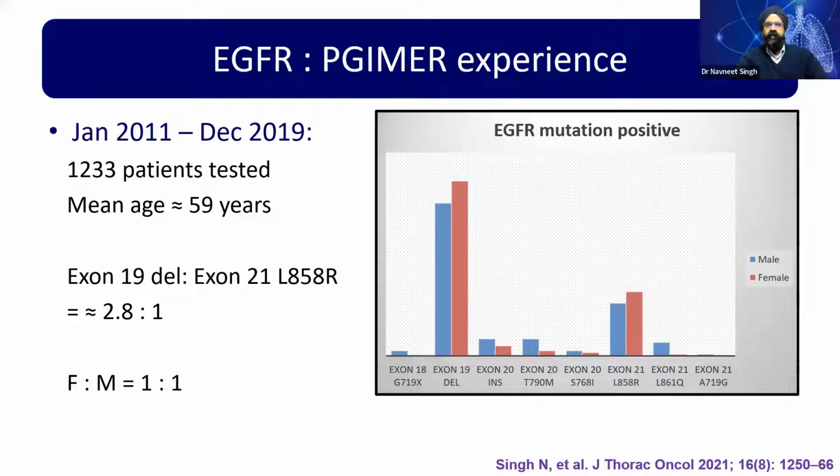Now, exon 19 deletions to L858R, the ratio is 2.8:1. Male to female is almost equal, but if you look at this chart, you would see that for the uncommon mutations, it's actually more dominant in males as compared to females. I don't know the exact reason.